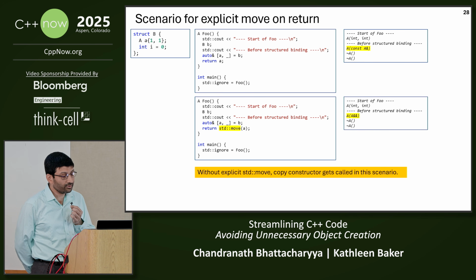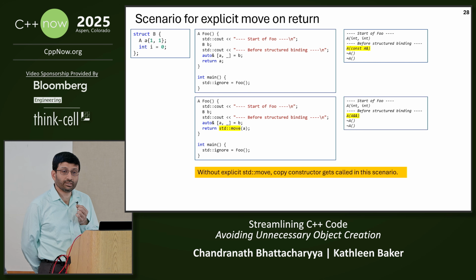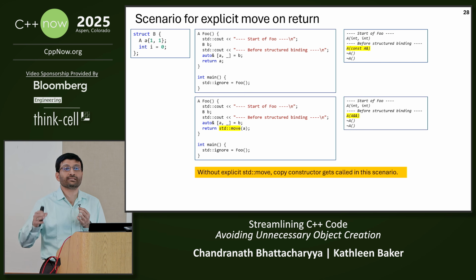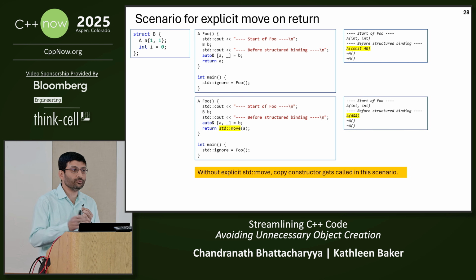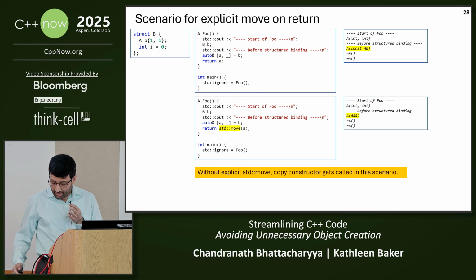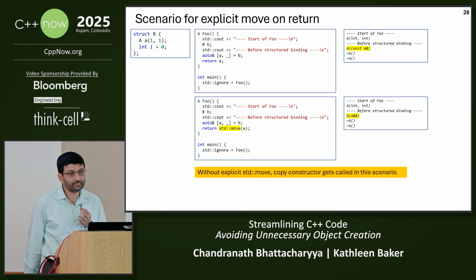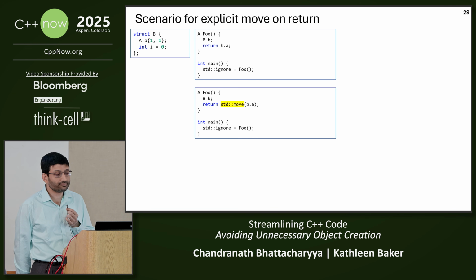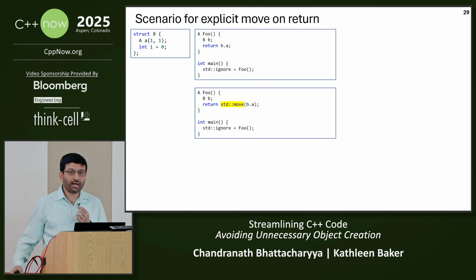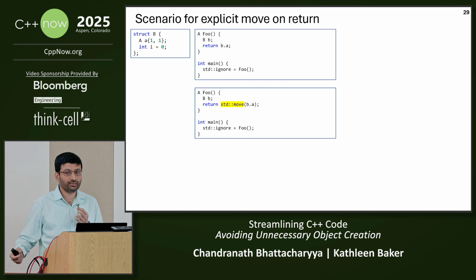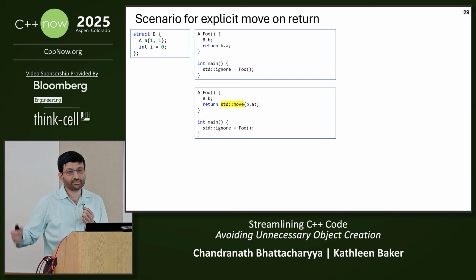So as you can see that without explicit std::move, the copy constructor gets called in this scenario. So if your copy constructor is expensive, you should do a std::move in this particular scenario. So there is nothing special about structured binding. This just applies to anytime you want to return a member variable of a local type from a function, okay?